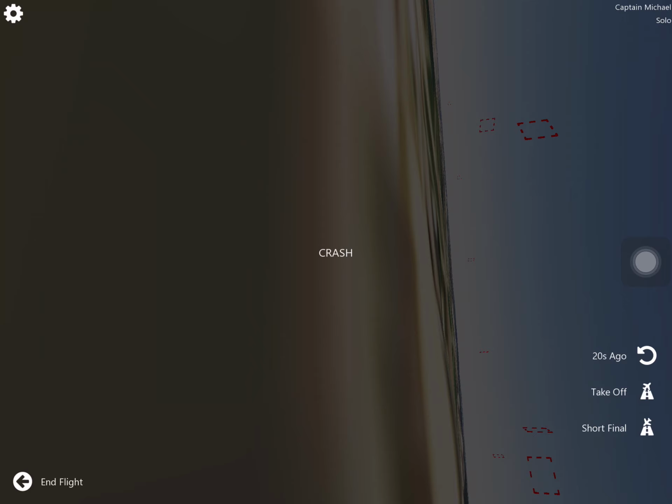Everyone on board, and including two people on the ground, die in the crash. There are two ground injuries.